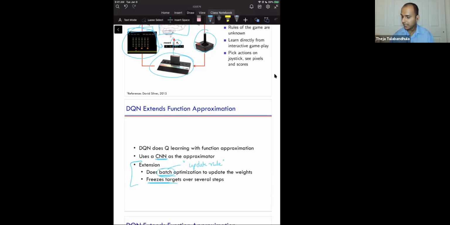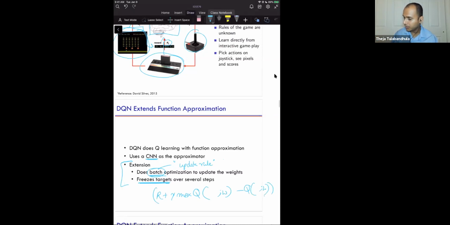We'll discuss that. And the second thing is we're going to use an idea which is to freeze the targets. If you recall, there was R plus gamma max of Q, and there was a dependency on W. And then there was also minus Q, which also had a dependency on W. Something like this, the whole square.